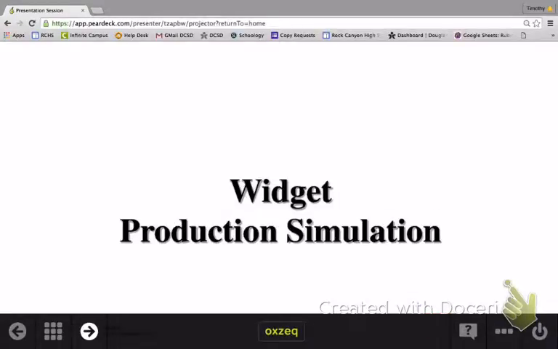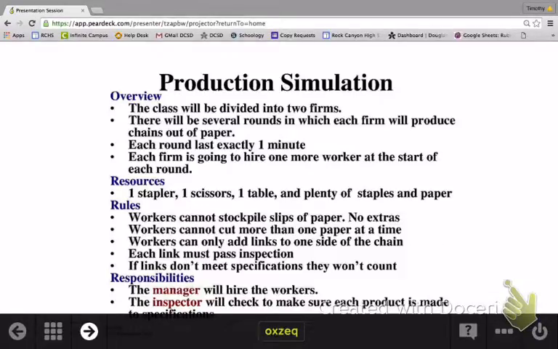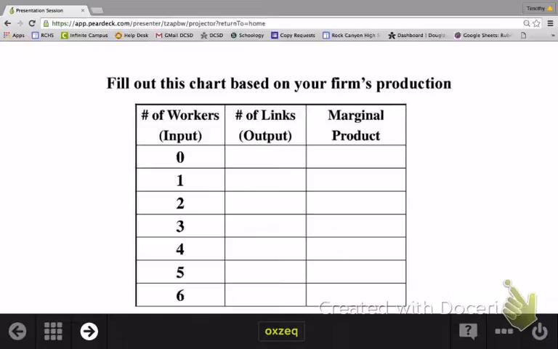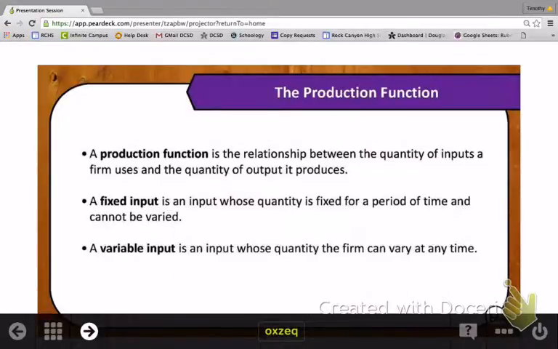Now, in class, we're going to be working on what we call a widget production simulation. So we're going to skip these points for right now. I'm going to skip over these slides, and we'll come back to those in class. But for this video, we'll look at the production function itself.